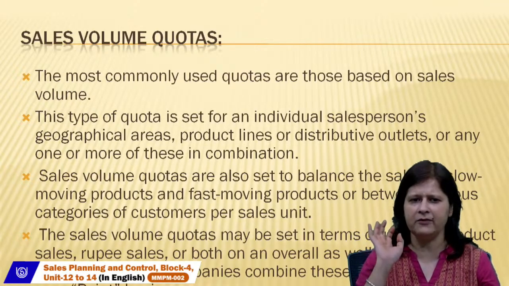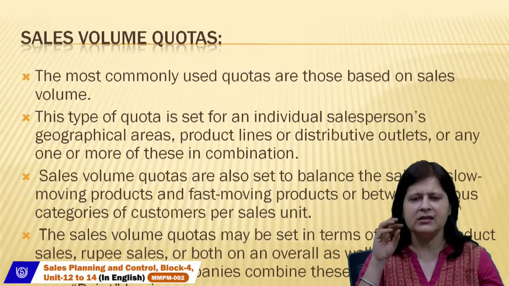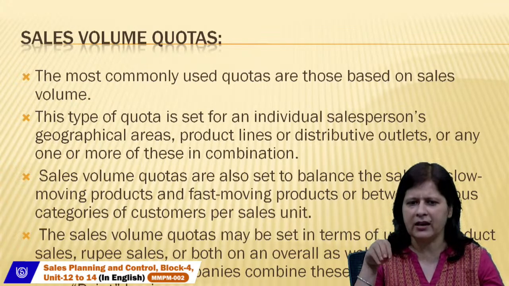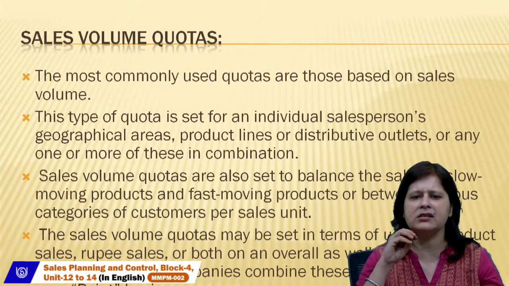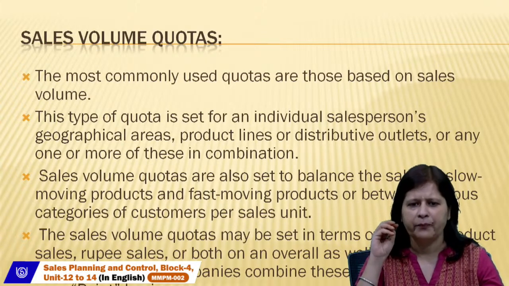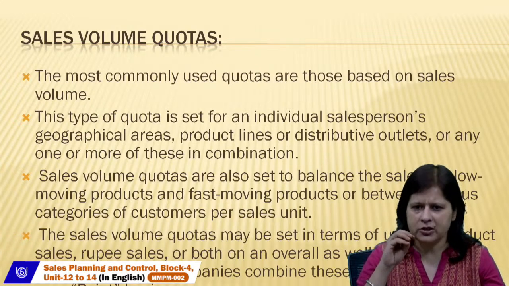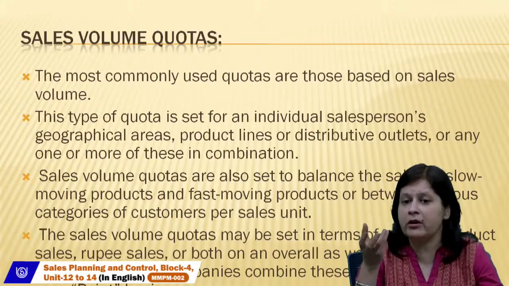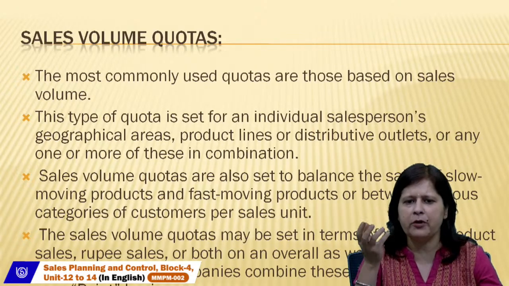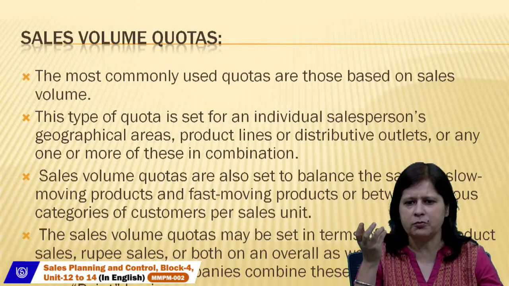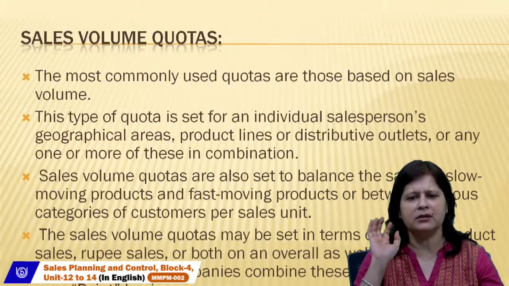Sales volume quotas are also set to balance the sales of slow moving categories and the fast moving categories, or between the various categories of customers per sales unit. So sales volume quotas are also set to balance the sales of slow moving category products, right? There are certain products which are slow moving, and there are certain products which are fast moving, or between the various categories of customers per sales unit.